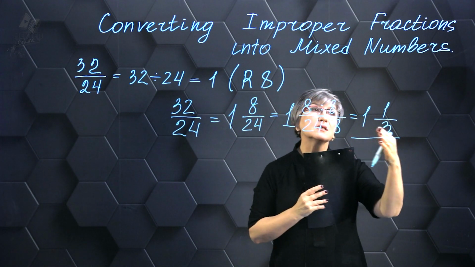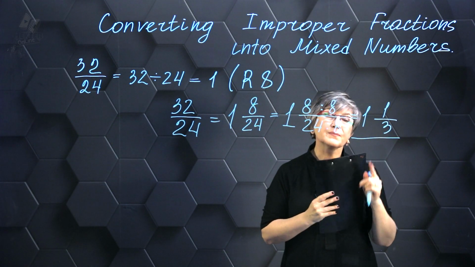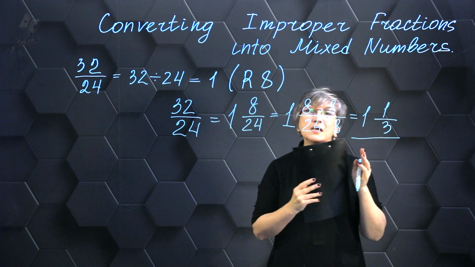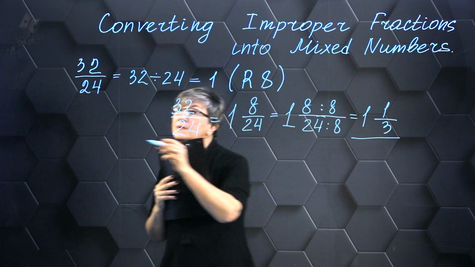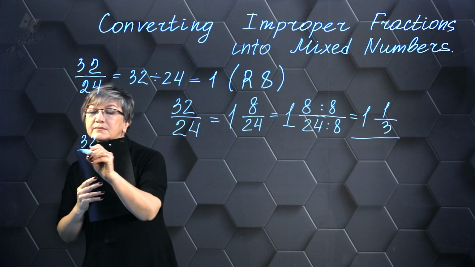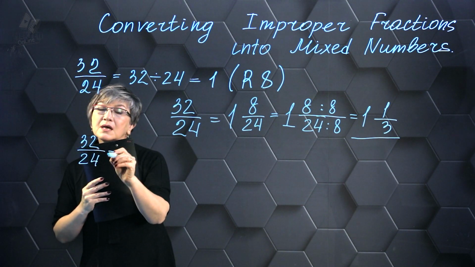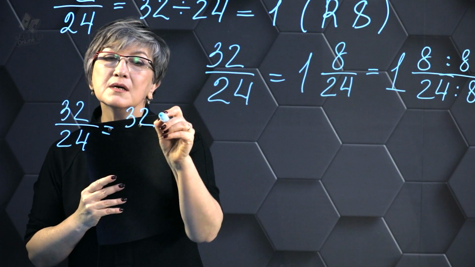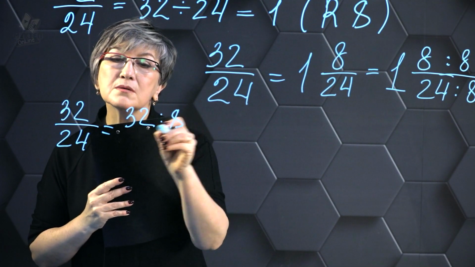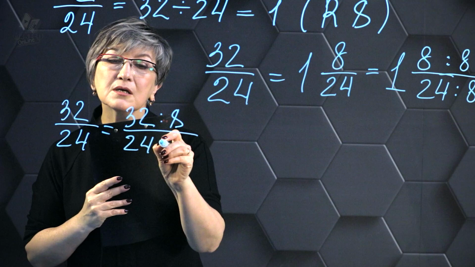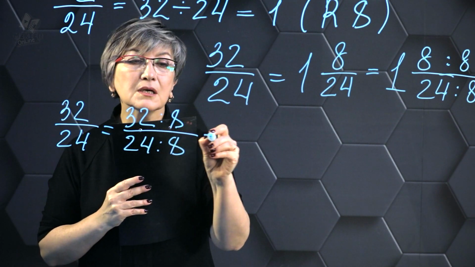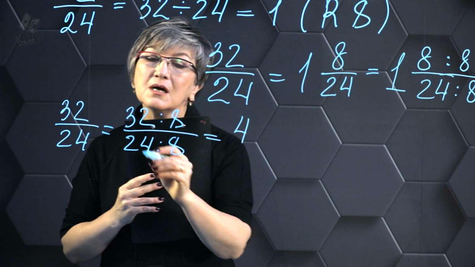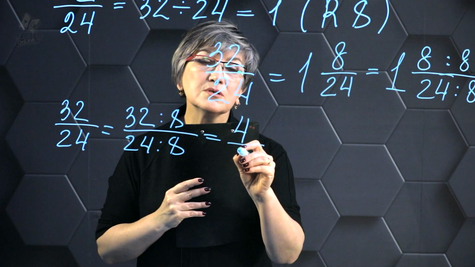1 and 8/24. 1 and 1/3. But I told you that I'll show you another way, and this is the way I do it. So 32/24. To commence, I will simplify the fraction. Thus, by dividing 32 by 8 and 24 by 8, I obtain the quotients 4 and 3 respectively. Subsequently, I divide 4 by 3. It is evident how small the numbers are, which makes the process of division extremely convenient.